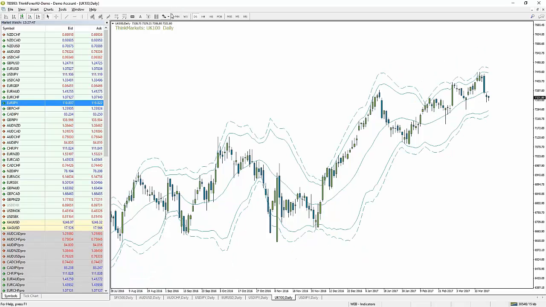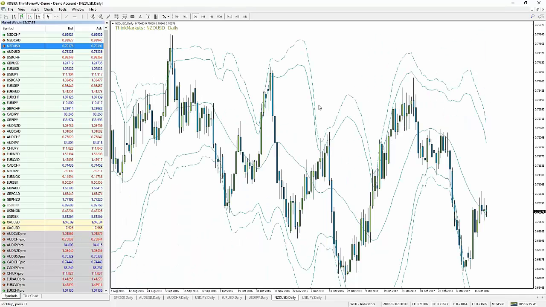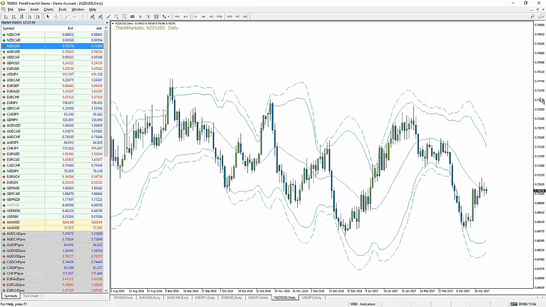This is the same sort of thing as using dual Bollinger bands. Let's try and find a more suitable chart, so you can have a bit of a play around.